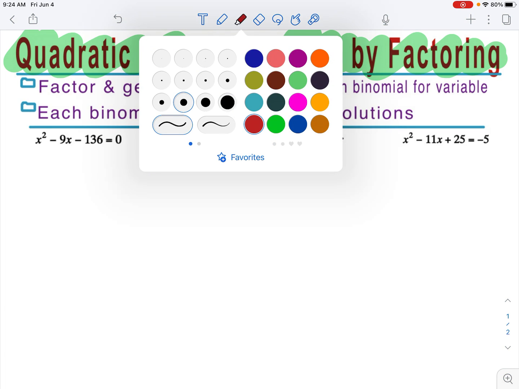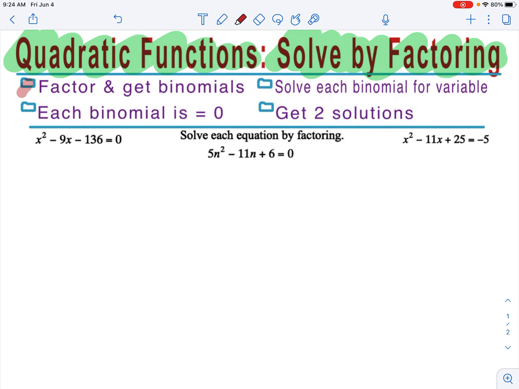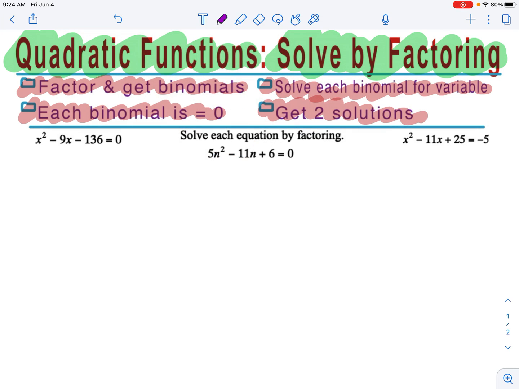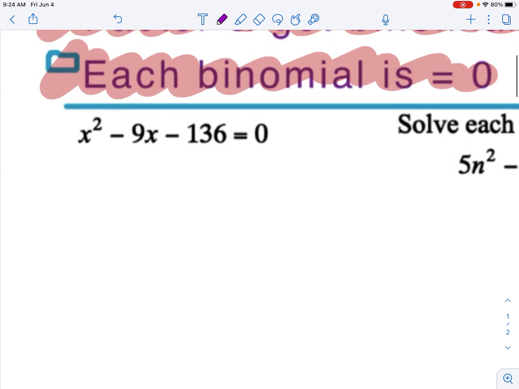So we have 4 sets of notes here. The first says we're going to factor and we're going to get binomials. We know how to do that already. All right. Second, each binomial will equal 0. Okay, that makes sense. Third, solve each binomial for the variable. Okay, we're going to get the variable by itself. And finally, we're going to get 2 solutions, right? So we're going to follow all those steps and let's see what we can do.